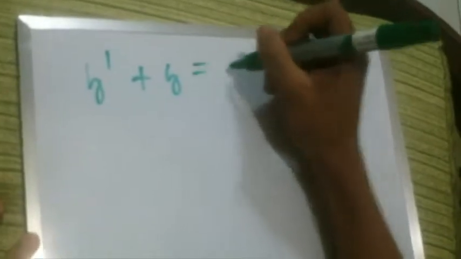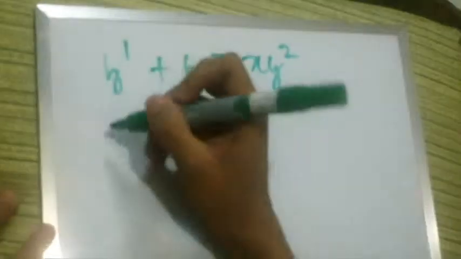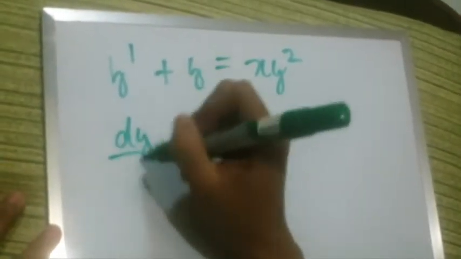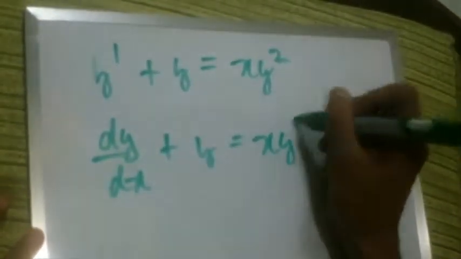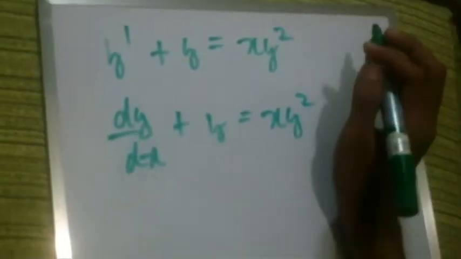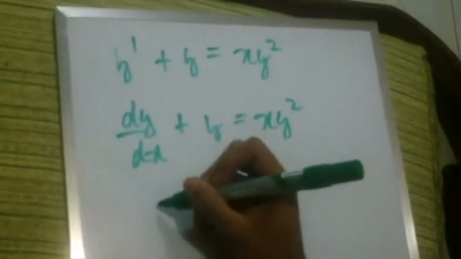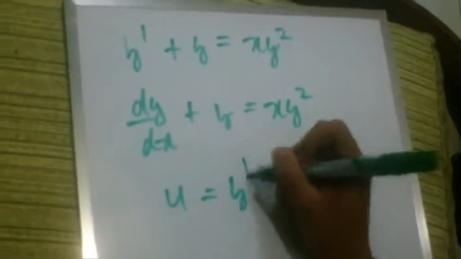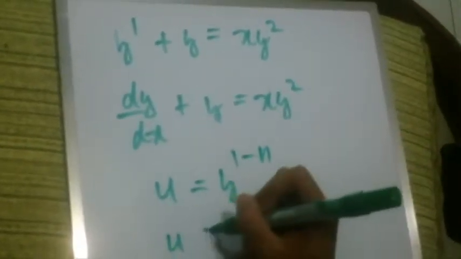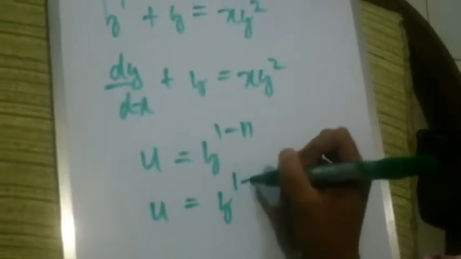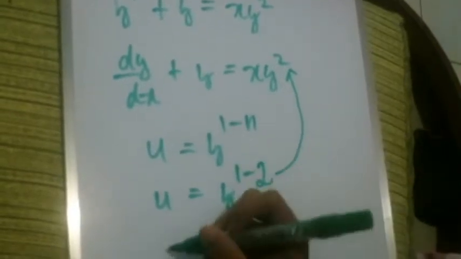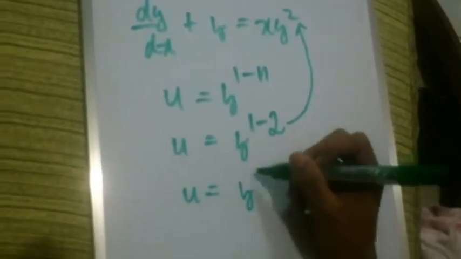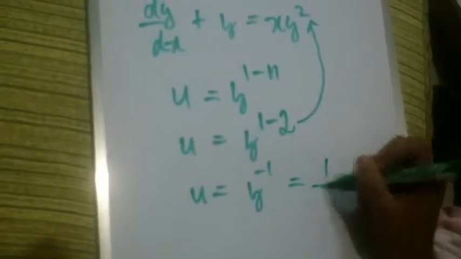The third problem is y prime plus y is equal to xy squared. y prime is equal to dy over dx, plus y is equal to xy squared. This problem is Bernoulli's differential equation. We use u is equal to y to the 1 minus n. u is equal to y to the 1 minus the power in here, which is 2. Then u is equal to y to the negative 1, which is equal to 1 over y.